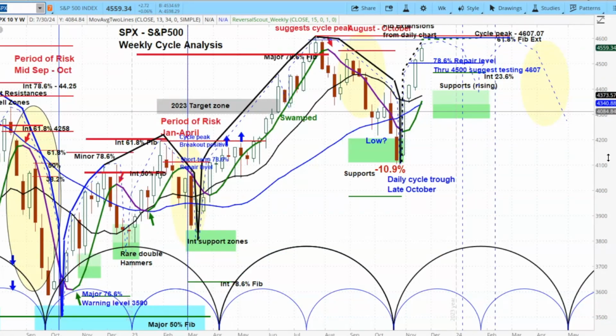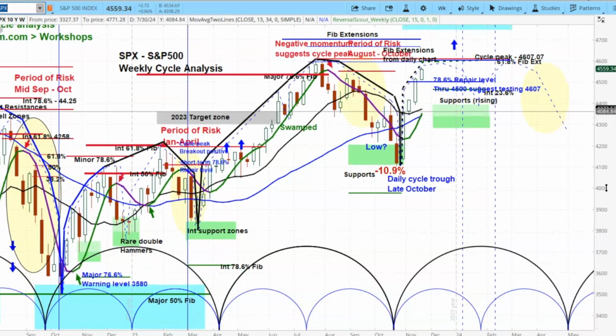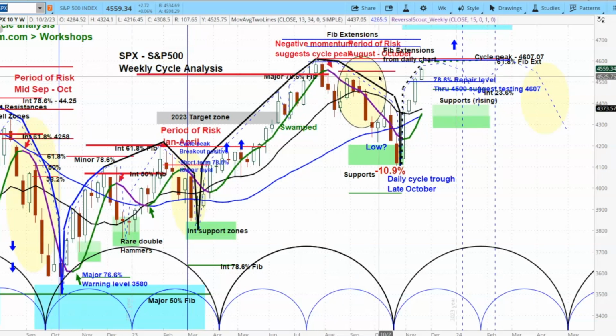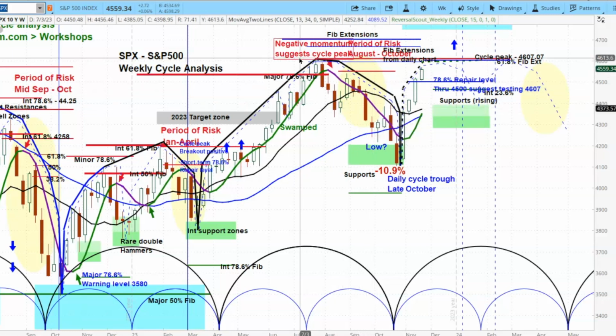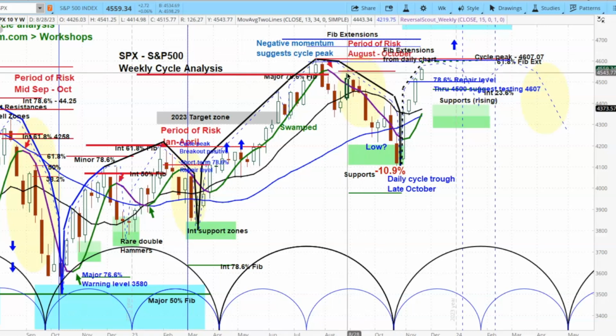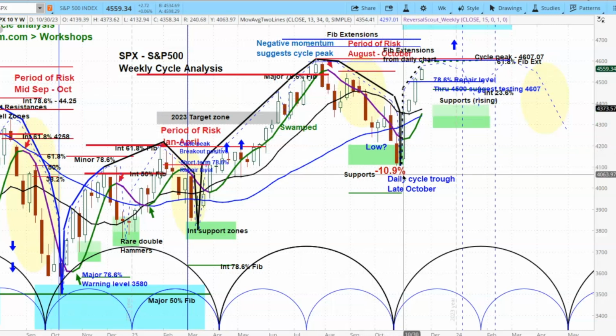Now let's switch over to the S&P 500 and take a look at that timing. So in here you could see the cycle action that we're looking at, and the market we believed would be in correction, and you could see where the momentum turned over here in this yellow zone. This was the period of risk that we had labeled right in there, and the expected softness starting in August and down through October. We had that pretty much nailed.